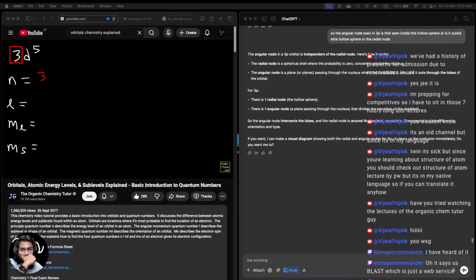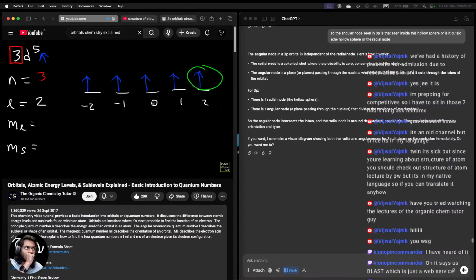Now what is the L value for the D sublevel? Keep in mind, L is 0 for S, L is 1 for P, and for the D sublevel, L is equal to 2. Now within the D sublevel, we have 5 orbitals. And if L is 2, ML is going to vary between negative L and L. So it's going to vary between negative 2 and positive 2. So now we're looking for the fifth electron. This is going to be the first one, the second, the third, the fourth, so here's the fifth one. So the fifth electron is in this orbital.